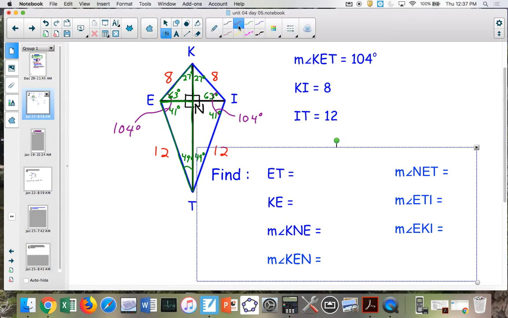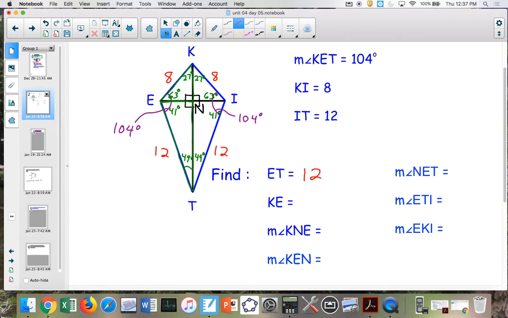All right, the first one we need to find is the length of ET. Well, in my picture, that says 12. Next, the length of segment KE, that's 8. Angle KNE, K to N to E, that's a right angle, 90 degrees. Angle KEN, K to E to N, that one we figured was 63 degrees. Angle NET, N to E to T, that's 41 degrees.